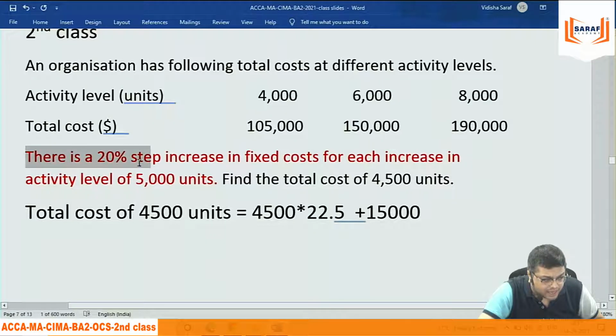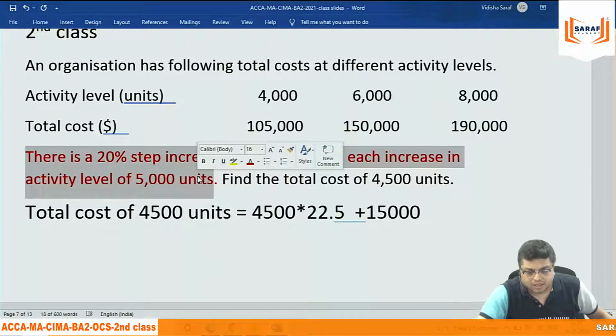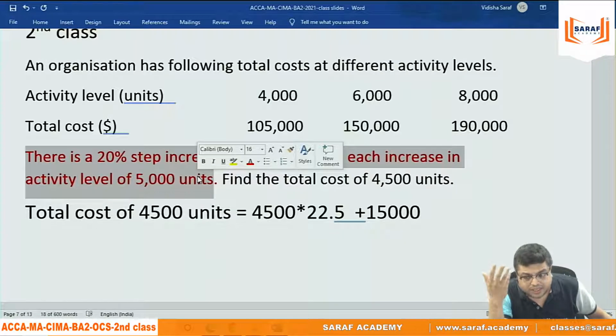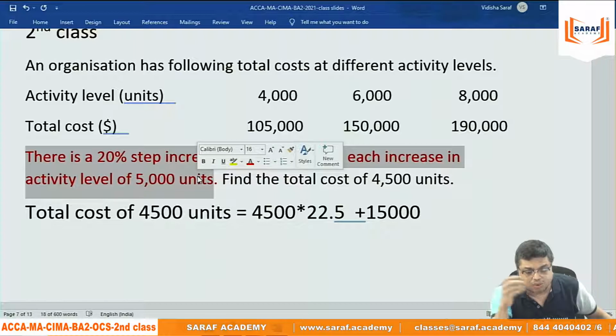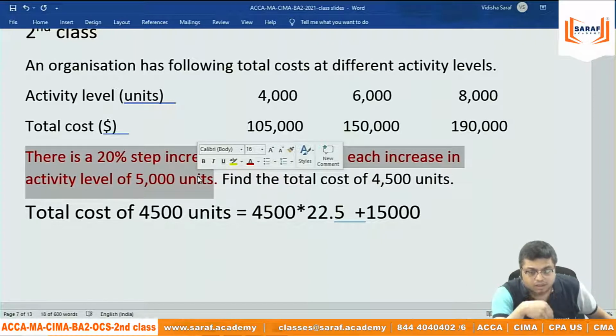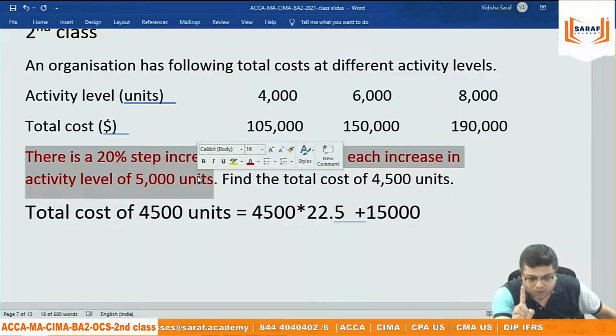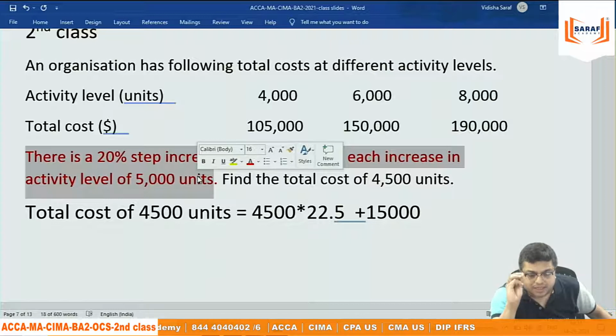Now what is this red line saying? The red line is saying that if we produce 1 to 5,000 units, there will be a particular fixed cost. When we produce 5,001 to 10,000 units, the fixed cost will be 20% more. When we produce 10,001 to 15,000 units, the fixed cost will be a further 20% more. I can say that, suppose the software is for 1 to 99 students, within triple digits.